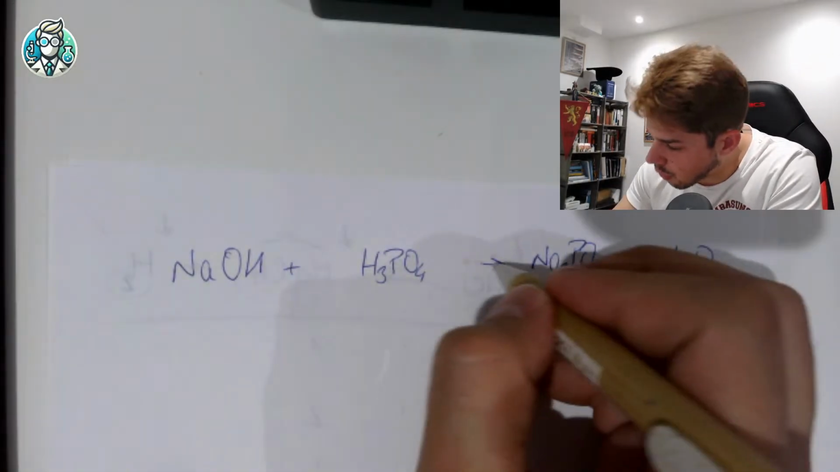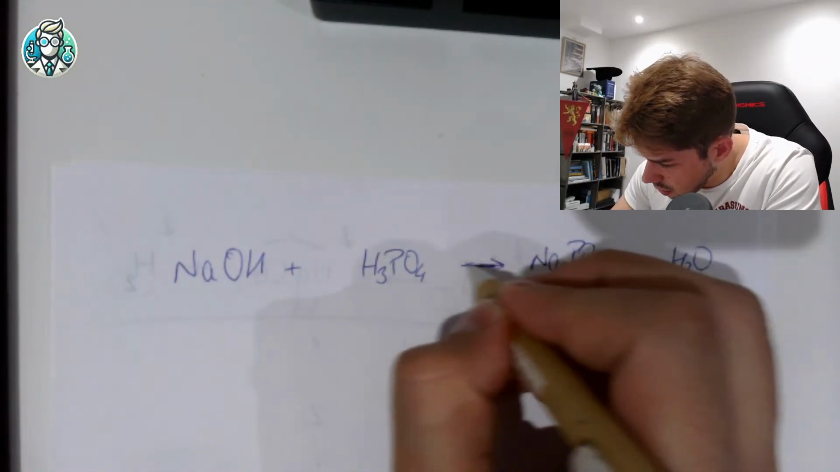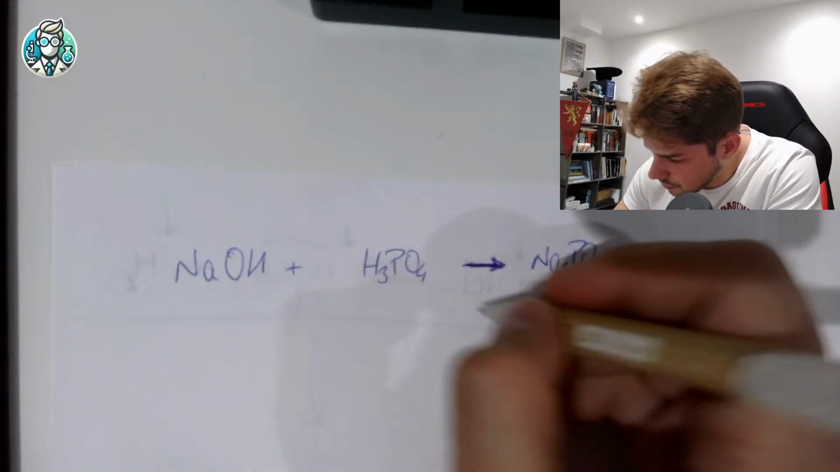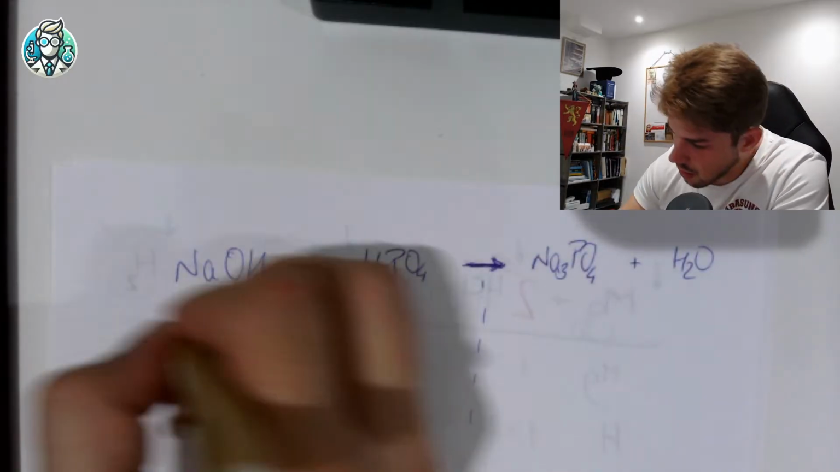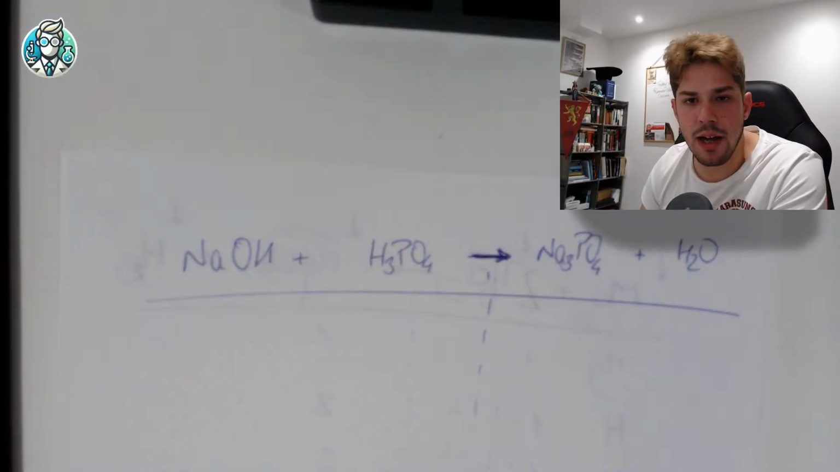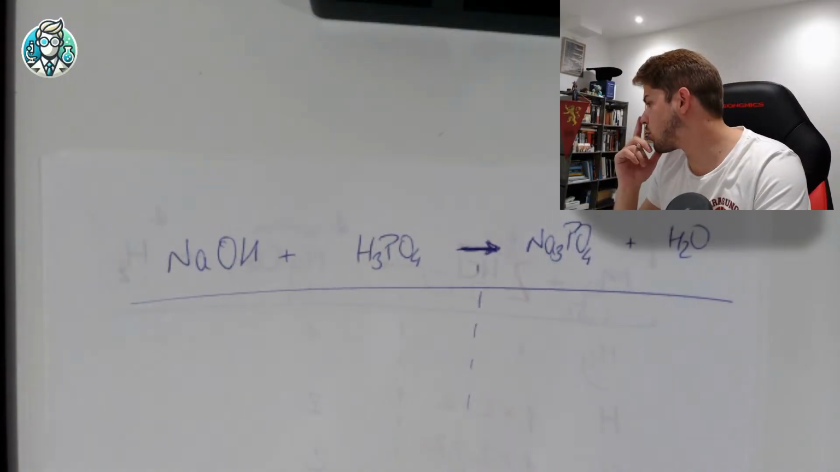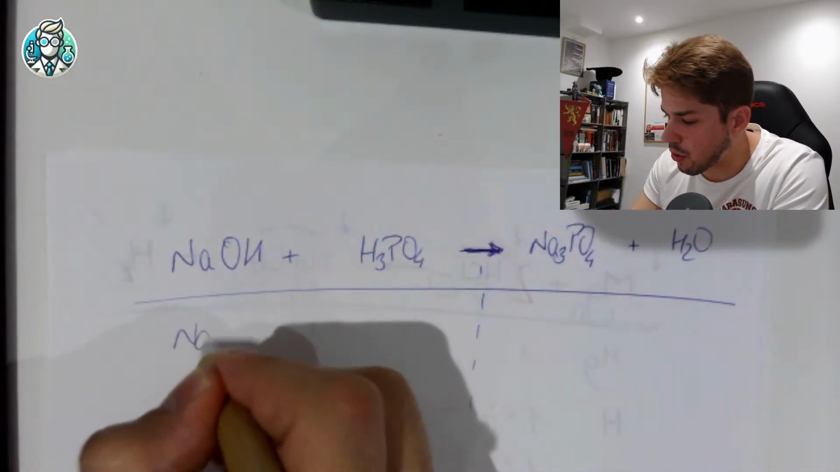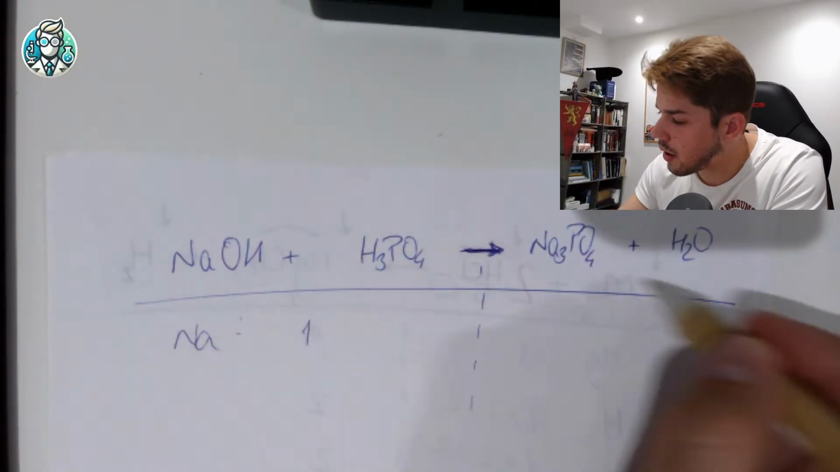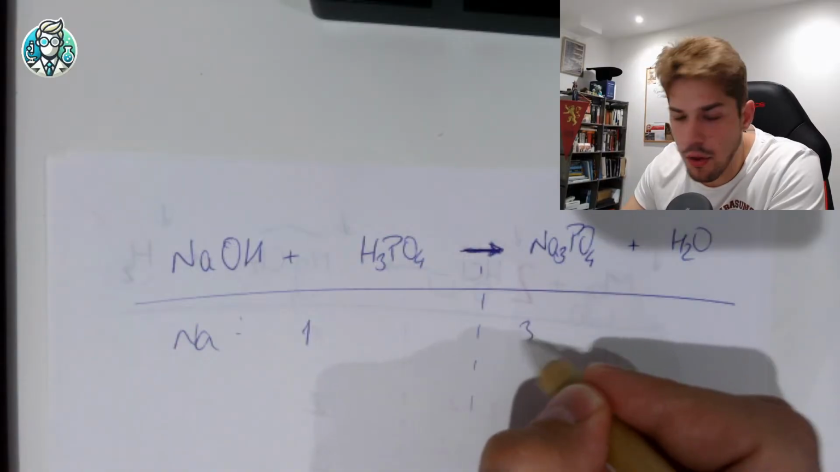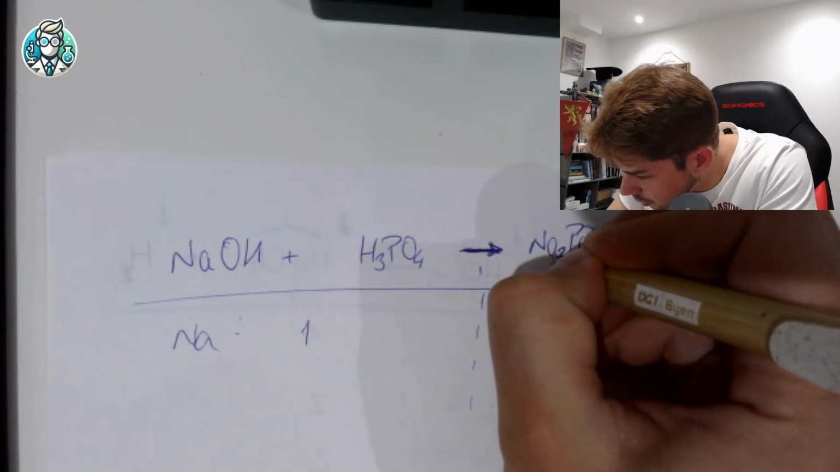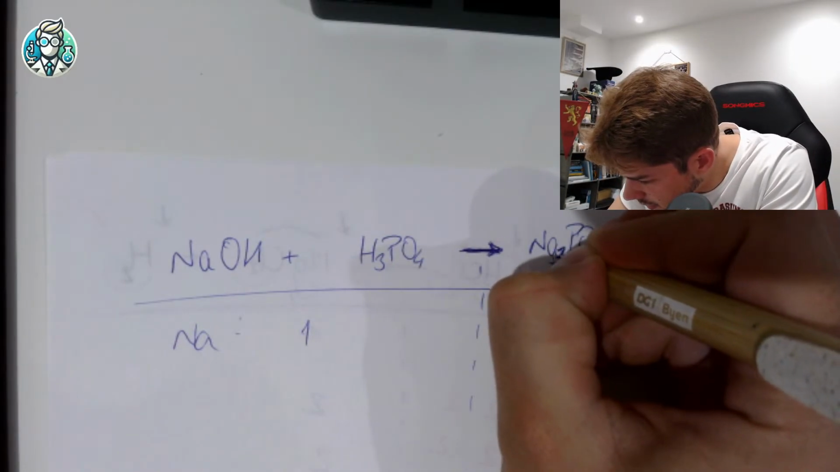All right, as I always do, sorry, I like a beautiful arrow. Counting before and after, how much of each do we have? Atoms of sodium, in here we have 1, and here we have 3. This is a 3. I don't know if it is clear, but this is a 3.